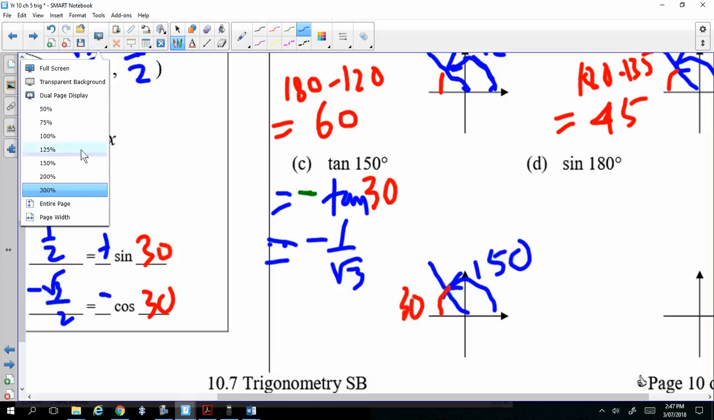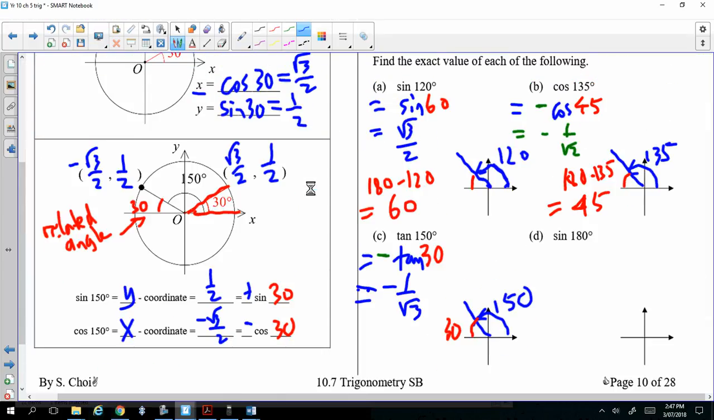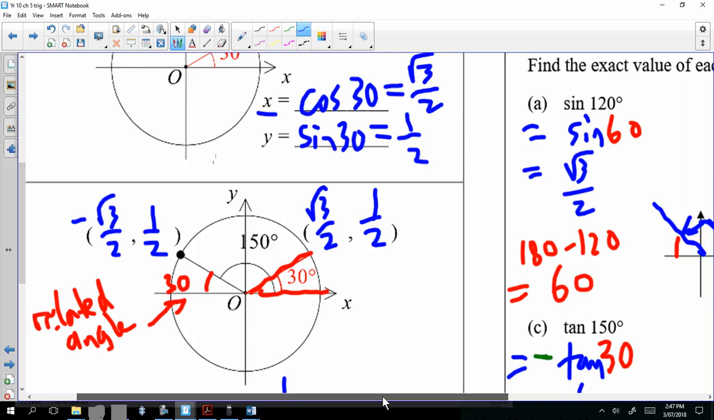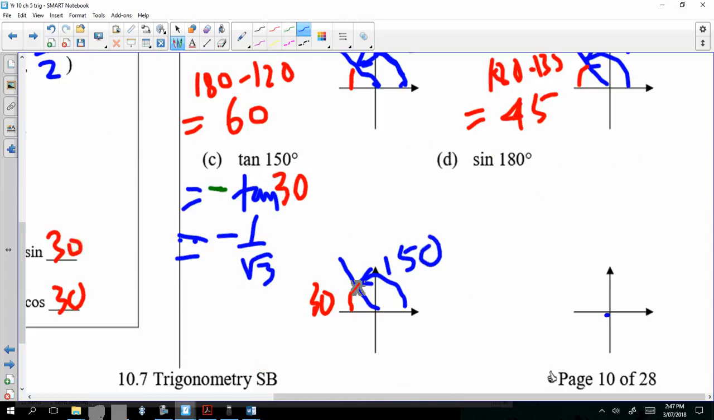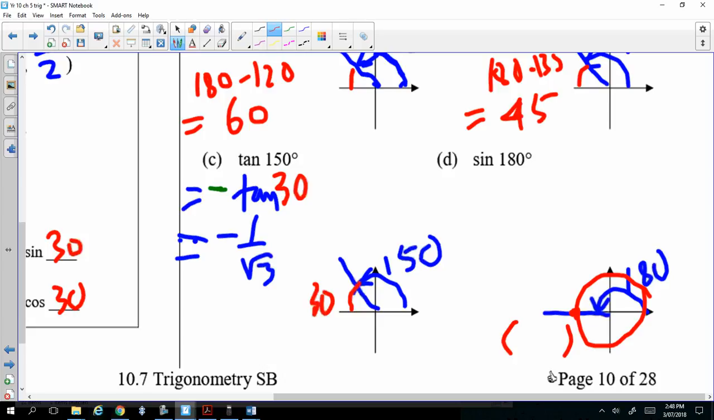All right, how about the next one? 180. 180 will just be a line there, isn't it? So in this case, remember the unit circle. What's the coordinate of that point? It's -1, 0. Now what's sine? Sine is the y coordinate. What's the y coordinate? 0. And you can check. So sine 180 is the y value, 0, as expected.